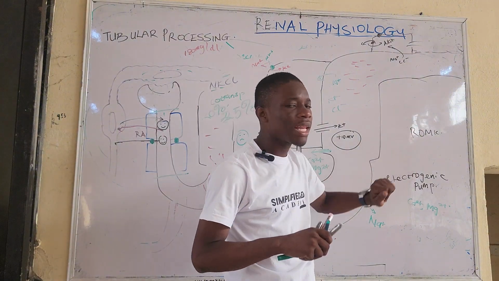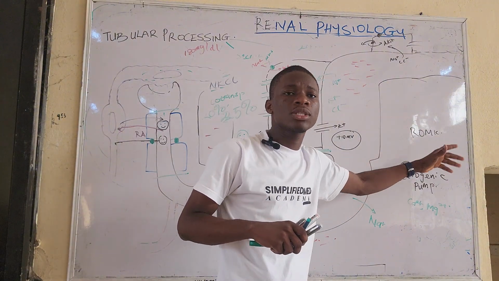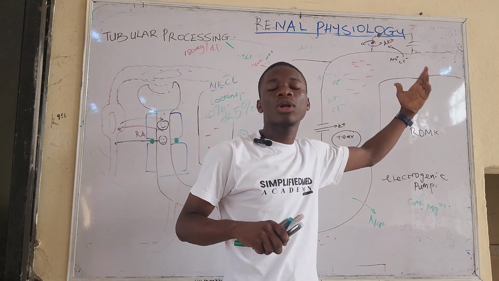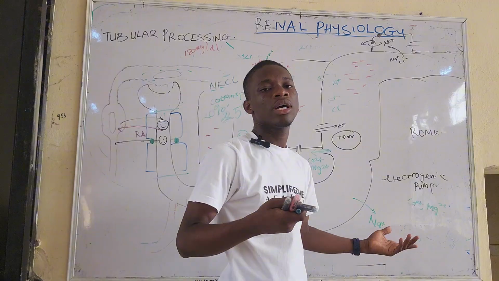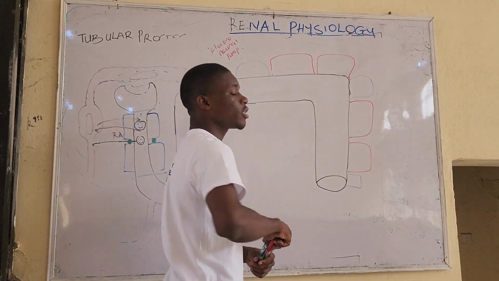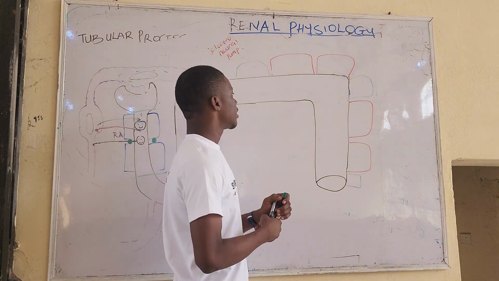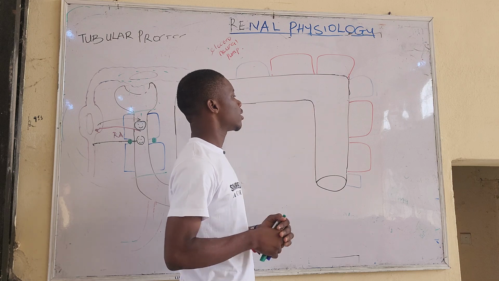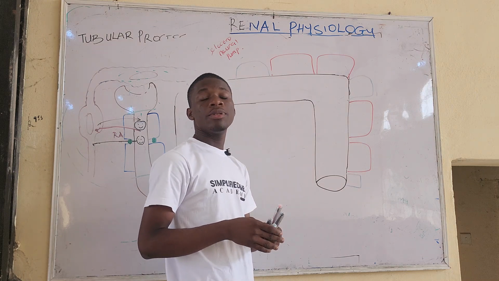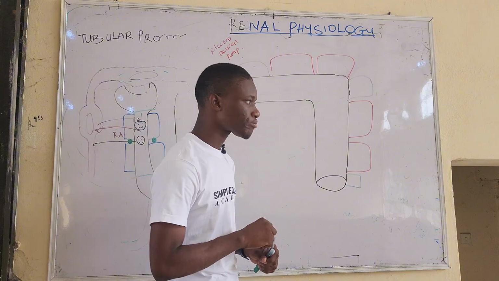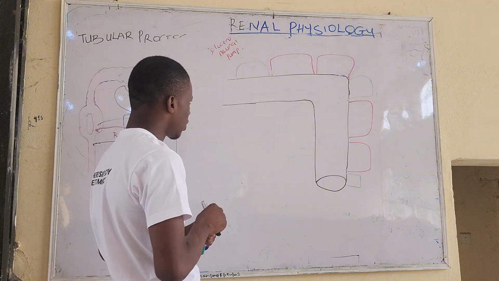Now we'll look at the last part, which is the collecting duct and the late DCT. How do the collecting duct and late DCT work to reabsorb substances? So now let's look at how the collecting duct and the late distal convoluted tubule act. Basically, they work the same way, but let me explain it in a much better way.